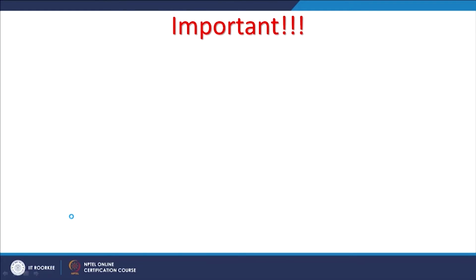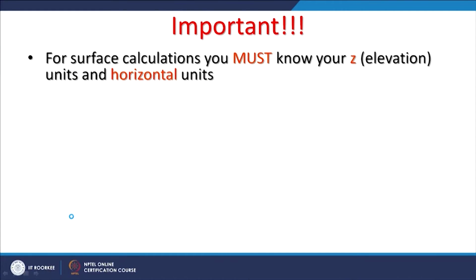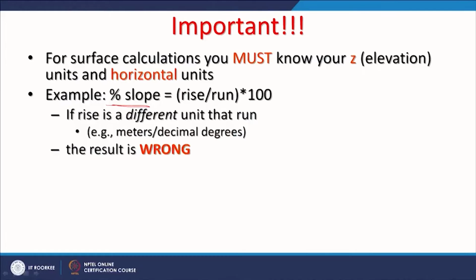What is important to remember is of course the Z factor, because if Z units, or rather vertical units, are not the same as horizontal units, one must take care of the Z factor. When we go for percentage slopes, basically we are multiplying by 100, and if rise is in a different unit than run, then we should take care of the Z factor, otherwise it will bring completely wrong results.